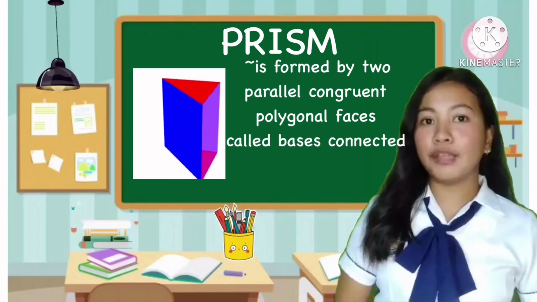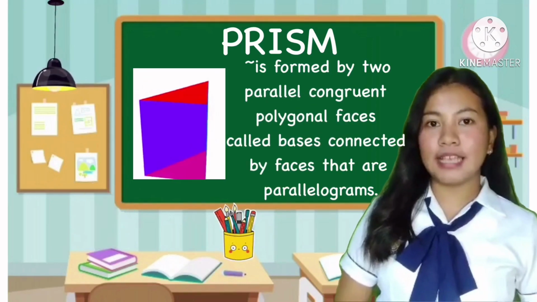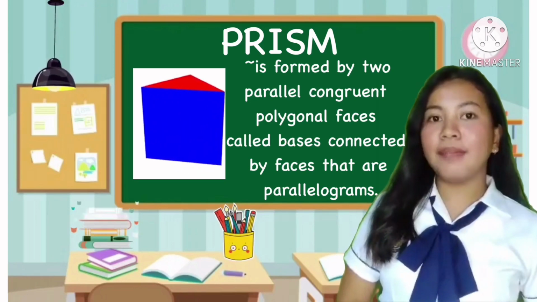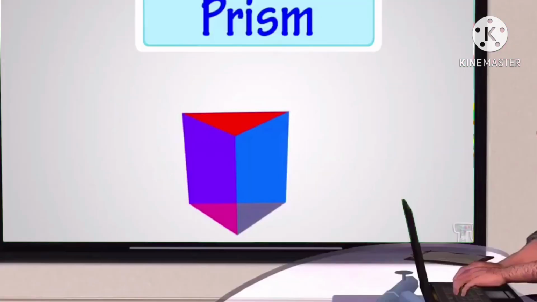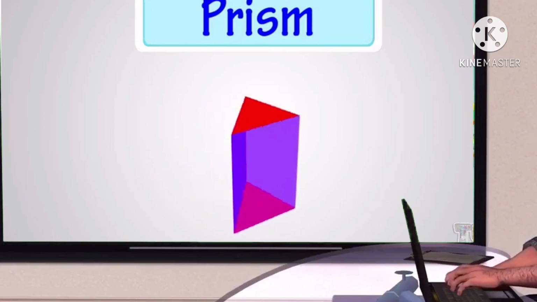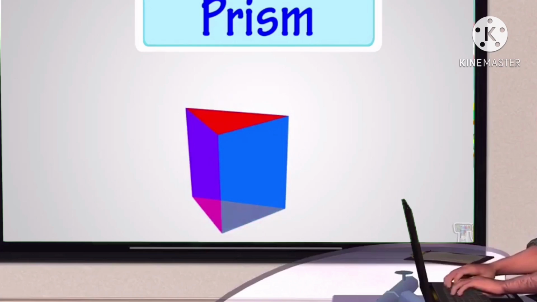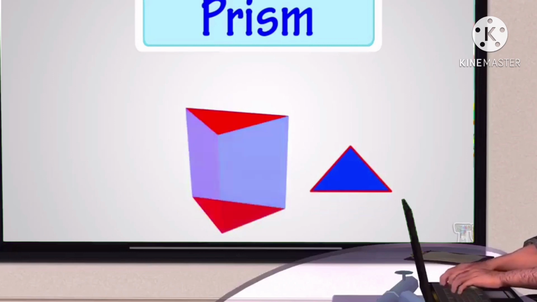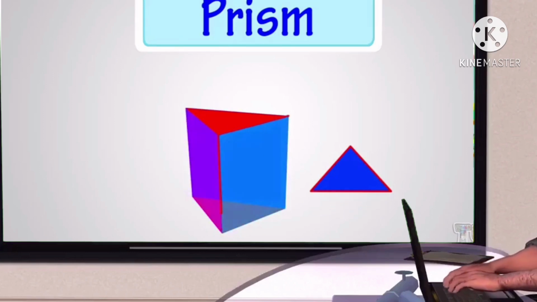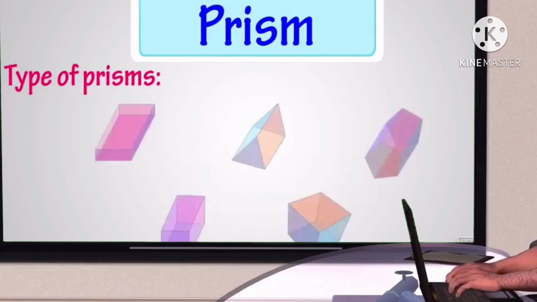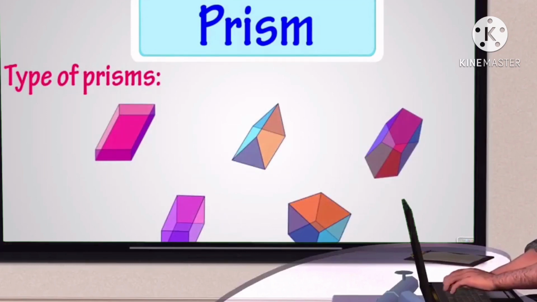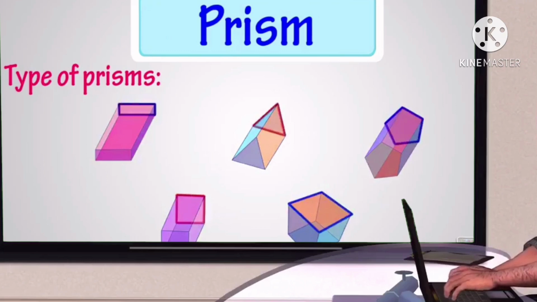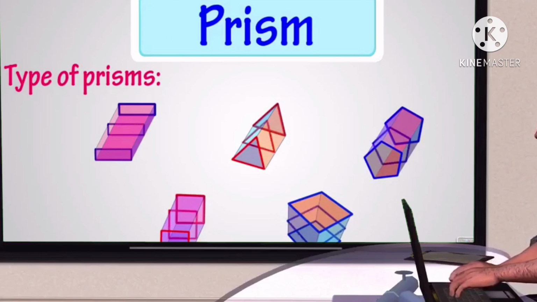A prism is formed by two parallel congruent polygonal faces called bases connected by faces that are parallel. Or, in simple words, a prism is a 3D shape in which the top and bottom faces are the same shape and size, and all other faces are rectangles. There are many types of prisms depending upon the shape of its top and bottom faces or its cross section.